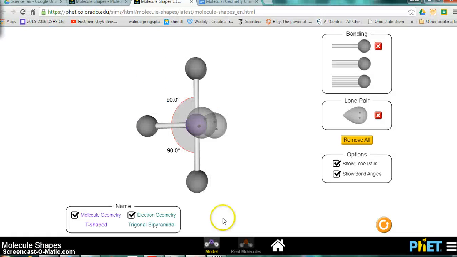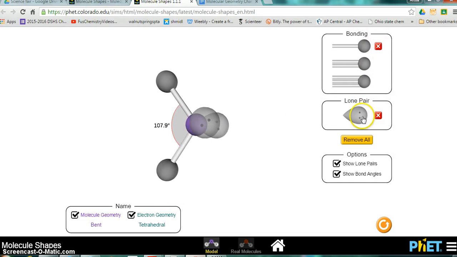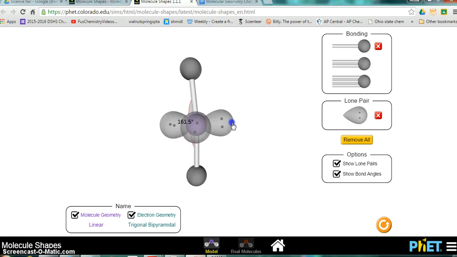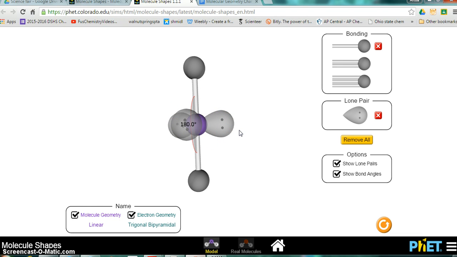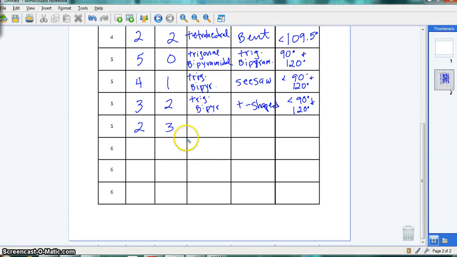And then the last one in our 5, if we take off a bond and add another lone pair, now all 3 lone pairs are in the equatorial position. And all that leaves us with our 2 bonds in a straight line. So this one is also called linear, but it's linear with 3 lone pairs. Let's go back here. So still trigonal bipyramidal, but now we have linear, which makes the bond angle 180 degrees. It's in a straight line.